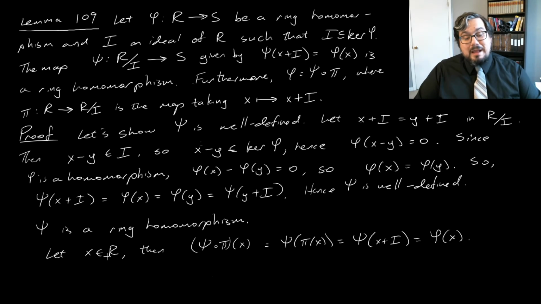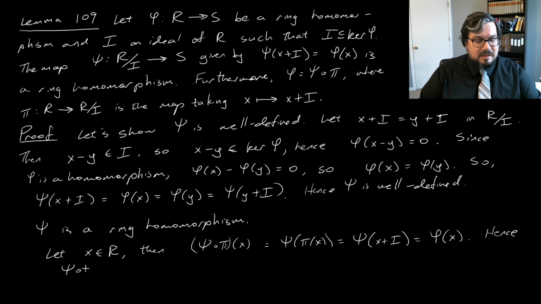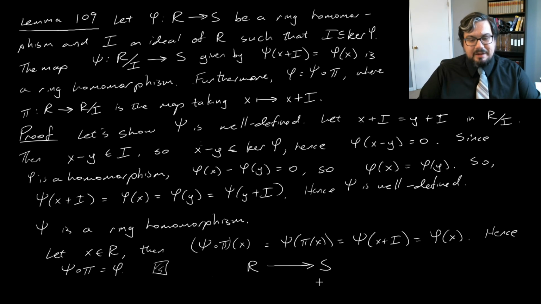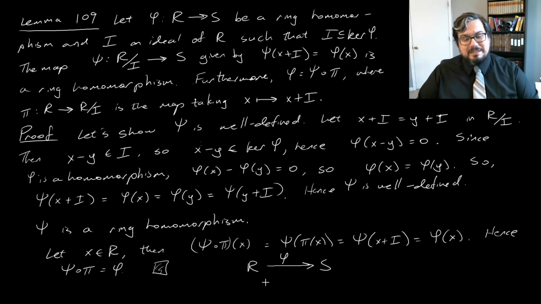So we have that for any input to R, the function on the left, psi composed with pi, and the function on the right, phi, have the same output, therefore they are the same function. So hence, psi composed with pi is equal to phi. Incidentally, that's the end of the proof, but this last bit here can be written down in a particular diagram.